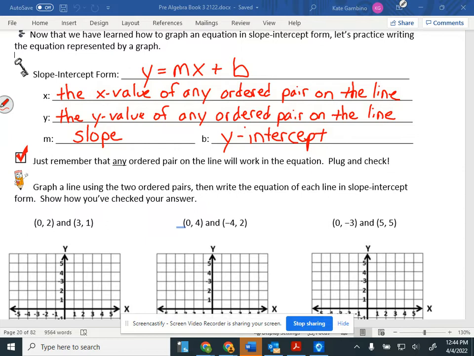So we're going to graph a line using the two ordered pairs. Then we're going to write the equation of each line in slope-intercept form. Show how you've checked your answer. So we're going to go through how this looks. First thing we're going to do is you graph your ordered pair. What can we find once we've graphed the ordered pair? You can find the slope. And if you know the slope, can we figure out where that y-intercept is? Yes. So let's see how that works.